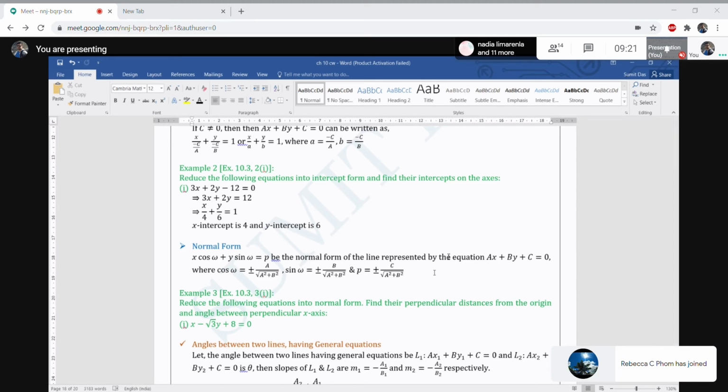So basically in this question, whenever the equation is given, first you have to identify a, b and c. Then you have to find cos equal to this, sin equal to this, and p equal to this. Okay, after that you have to write this. So let's do one example.